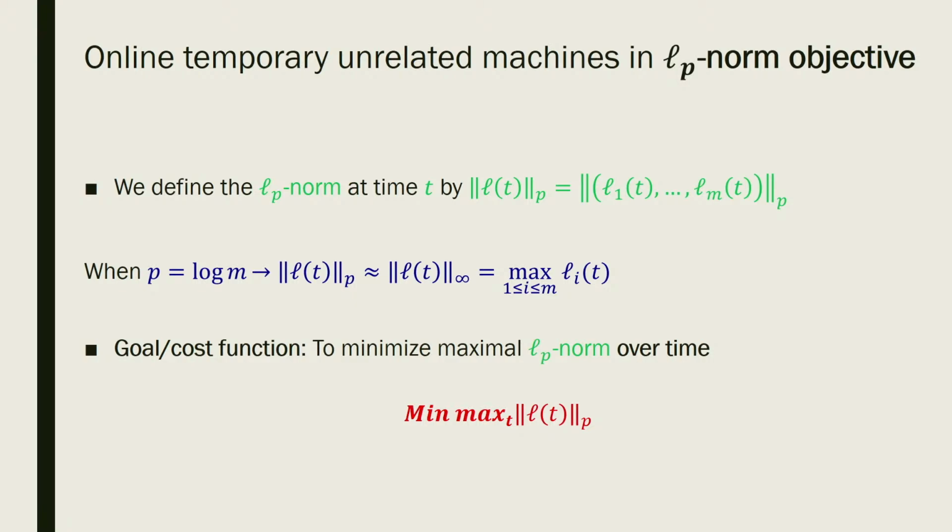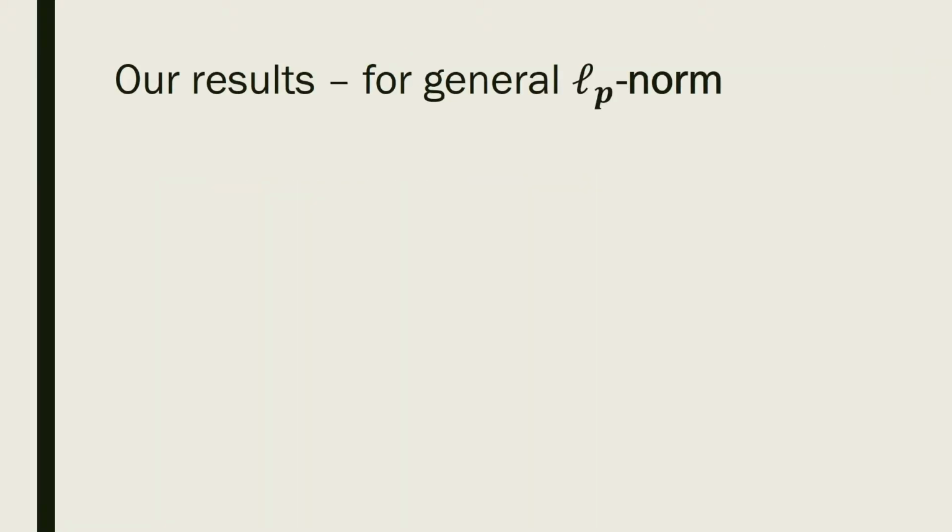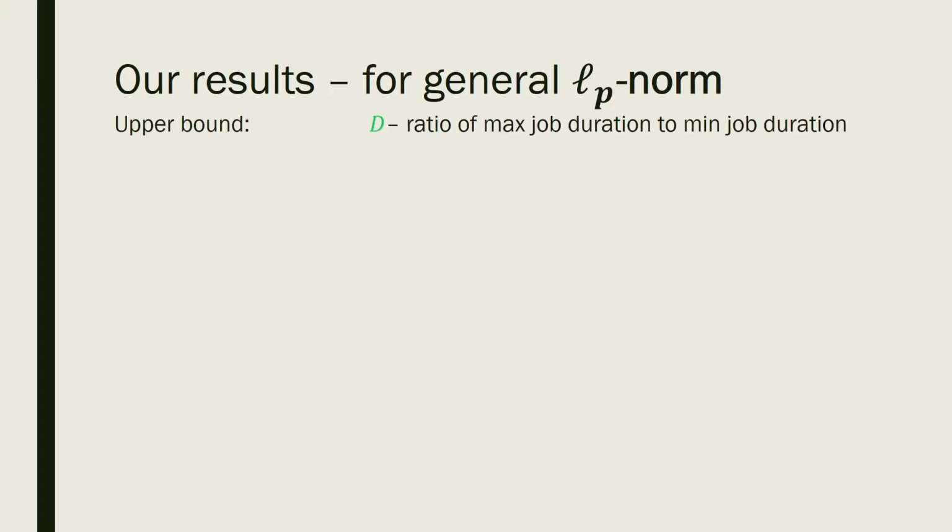So I'm actually trying to minimize the LP norm over time. Now the LP norm is of the vector of the loads, not only the maximum machine, but the vector of the loads on the machines. But I'm still looking at the maximum over the time because the problem is dynamic and I'm interested in the worst time in this problem.